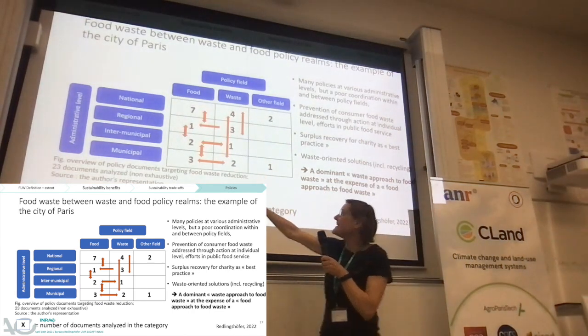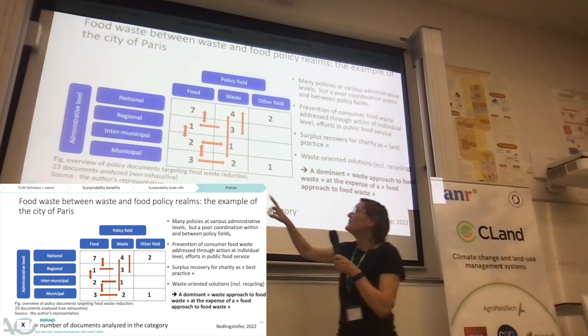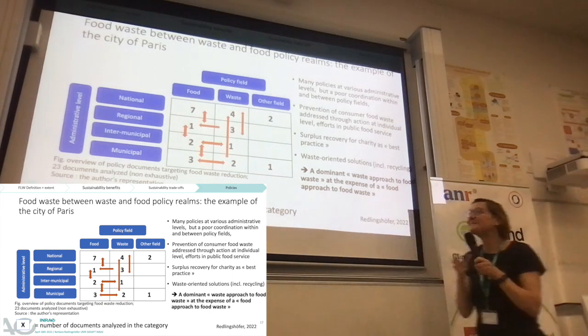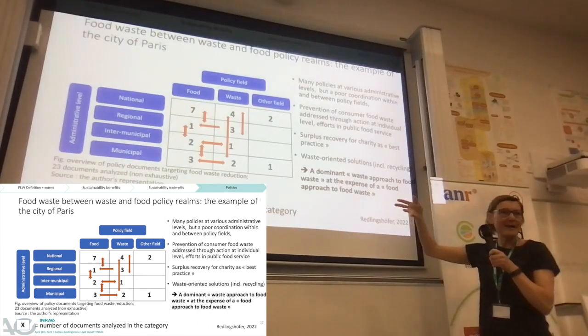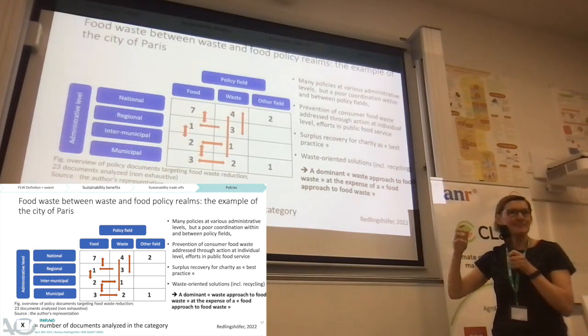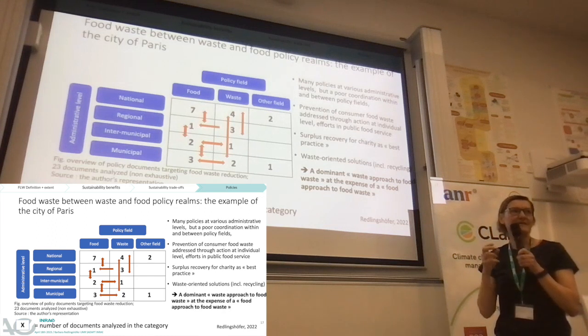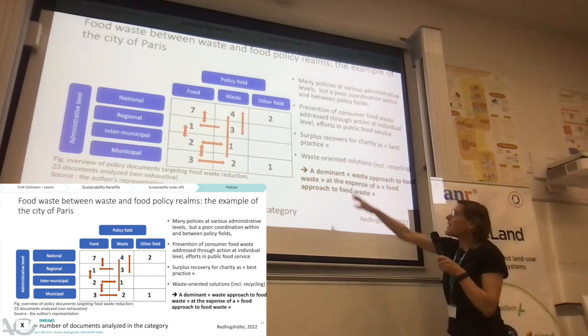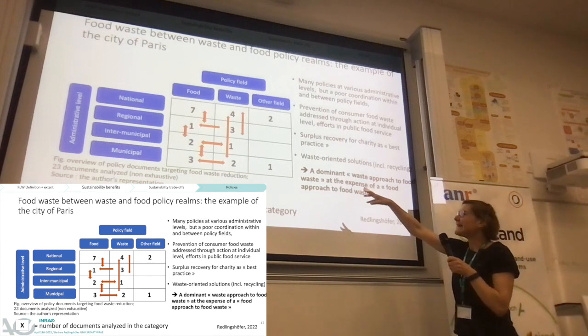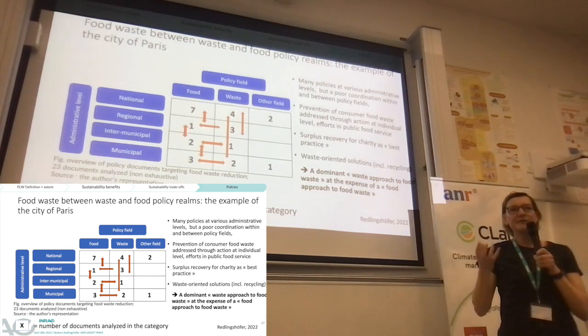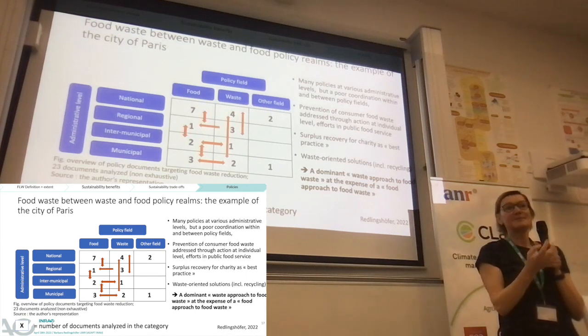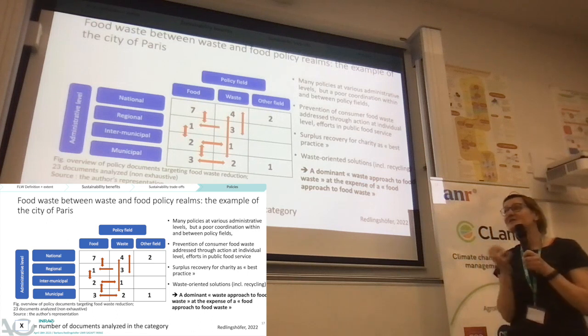It's in this figure here, the policy field of the food policy. But we also have waste policies that address food waste, often less explicitly. They address food waste as bio-waste, as organic waste. And we have other fields of policies, less developed, but energy policy, for example. Energy policy also has a look on this biomass for renewable energy production.